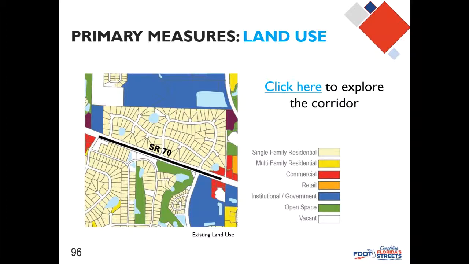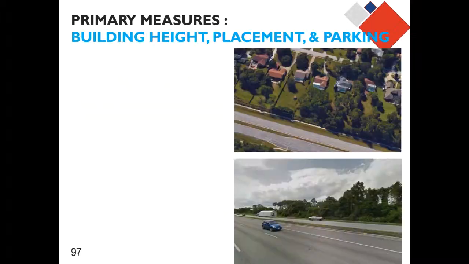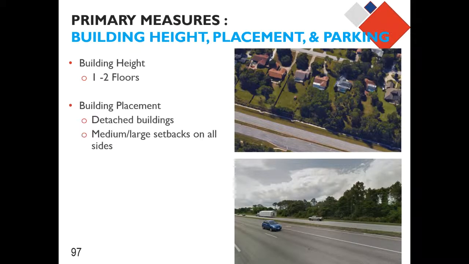So that's making me think less mixing of uses tends to make me think more suburban and rural, as opposed to more mixing of uses would make me think more urban. So let's proceed and see what we're working with here. Let's look at our building height, placement, and parking. Building height is 1 to 2 floors. Well, most things are 1 to 2 floors, so that's interesting, but not diagnostic.